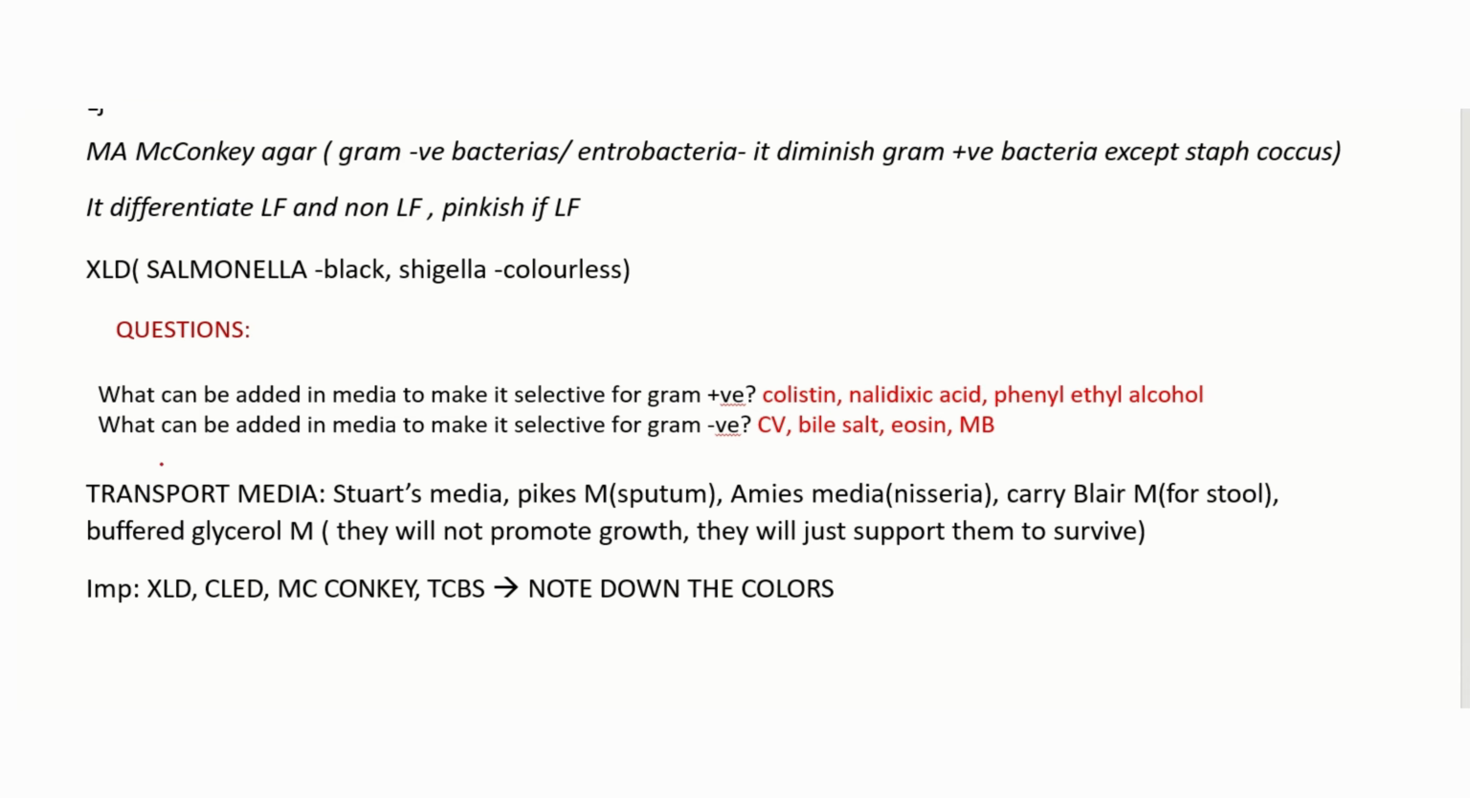This is an important question. What can be added in media to make it selective for gram positive? That is colistin, nalidixic acid, phenyl ethyl alcohol. What can be added in media to make it selective for gram negative? It is crystal violet, bile salt, eosin, and methylene blue. So these two are important.